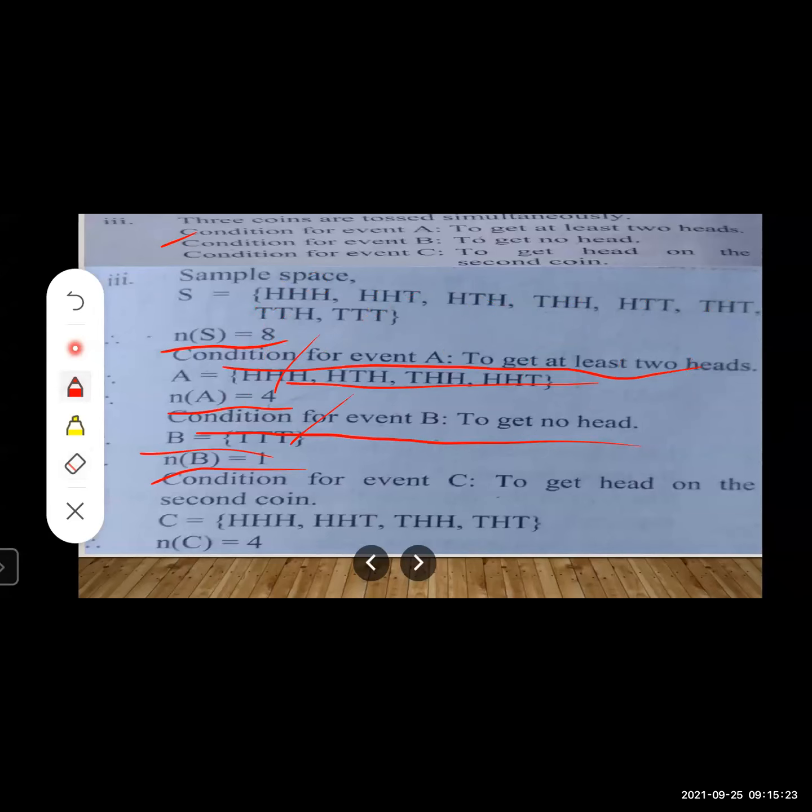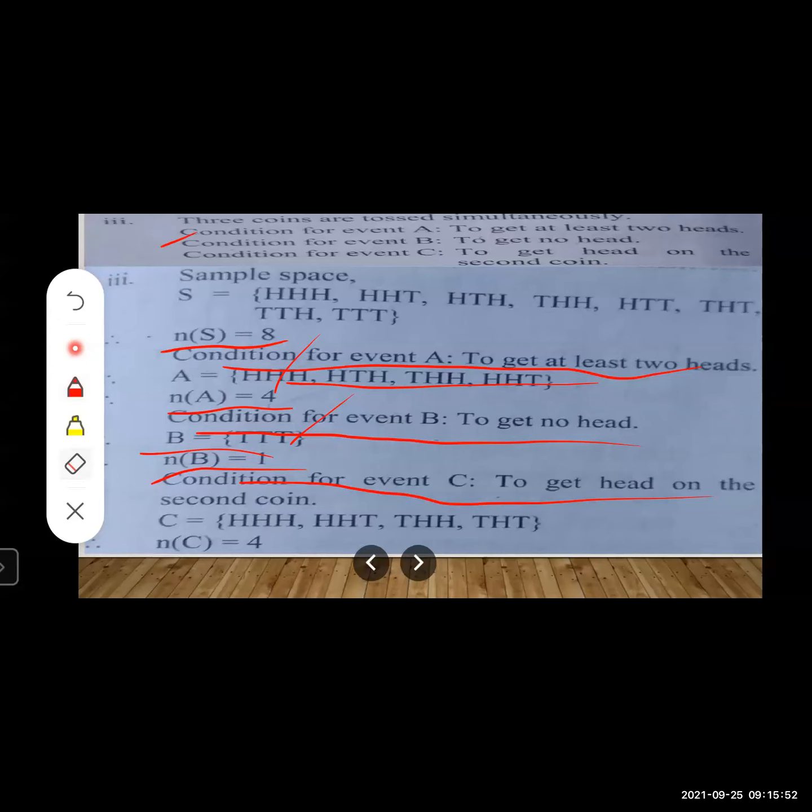What is the last condition given over here? The condition for the event C is given as to get head on the second coin. Now, what are our favorable outcomes? When we are throwing three coins together, we want head on the second coin. So, when head is coming on the second coin, then only we are going to take it as our favorable outcome. So, again, let us move to the sample space.